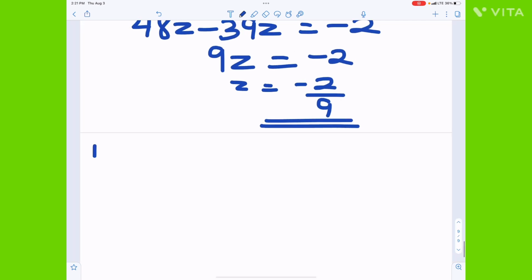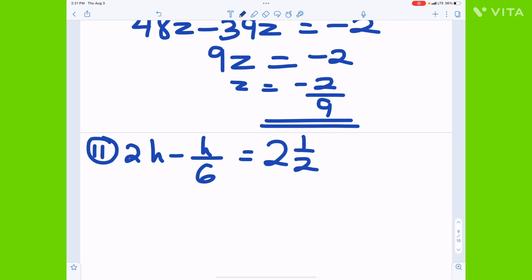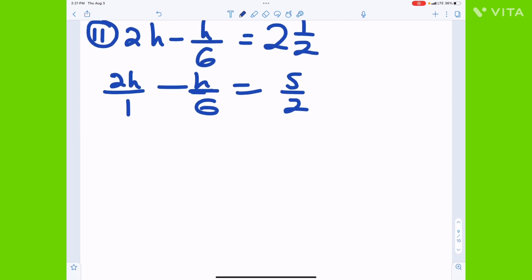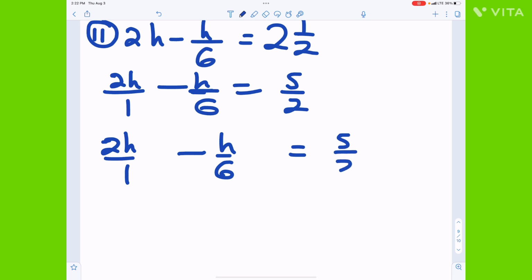Let's go to number 11. In number 11, 2h minus h over 6 is 2½ on the right. Here, I just need to put denominators in each one that doesn't have. So 2h over 1 minus h over 6 is 5 over 2. I hope you understand how I changed that to 5 over 2. So each term, I'll multiply each term by the LCM of denominators. Let me separate them well. 2h over 1 minus h over 6 is equal to 5 over 2.